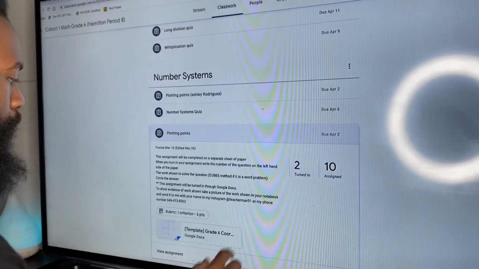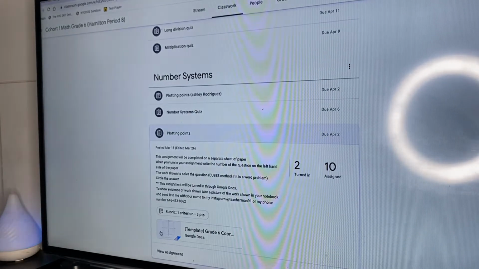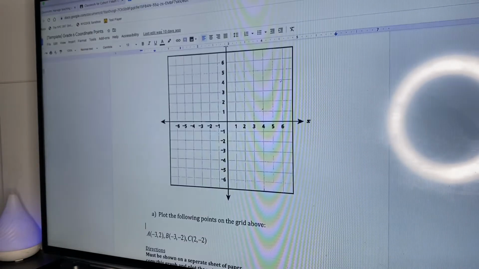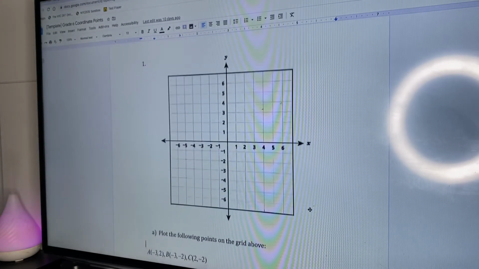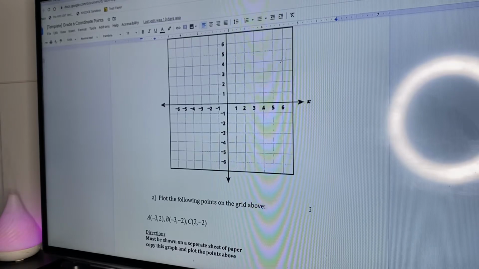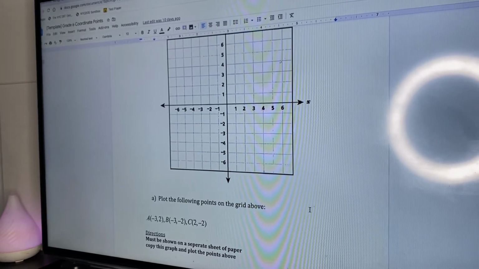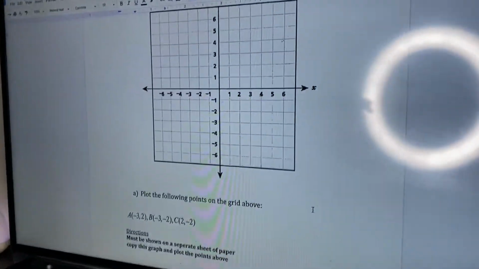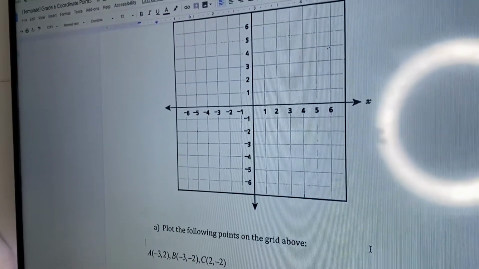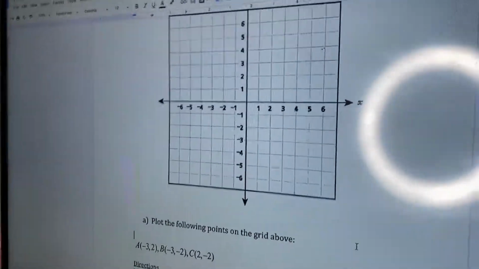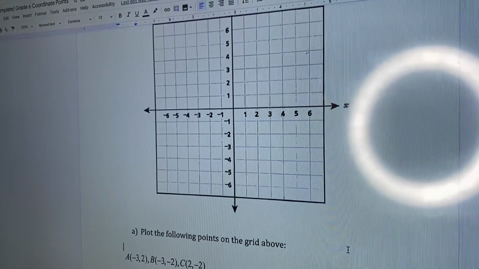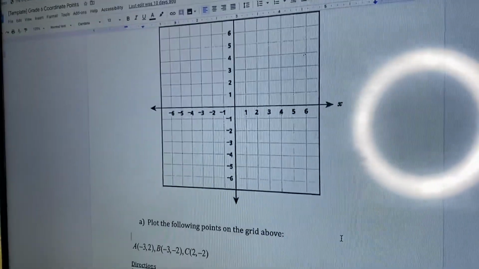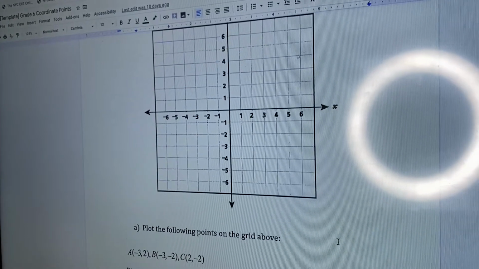That's due April 2nd. So you click here, right? And then you get to this document. You should all get to this document. Now, number 1, it says plot the following points on the grid above. And as you can see here, if you bring it in a little bit more, the plotted points are below, right? A, -3, 2, B, -3, -2, C, and 2, -2.